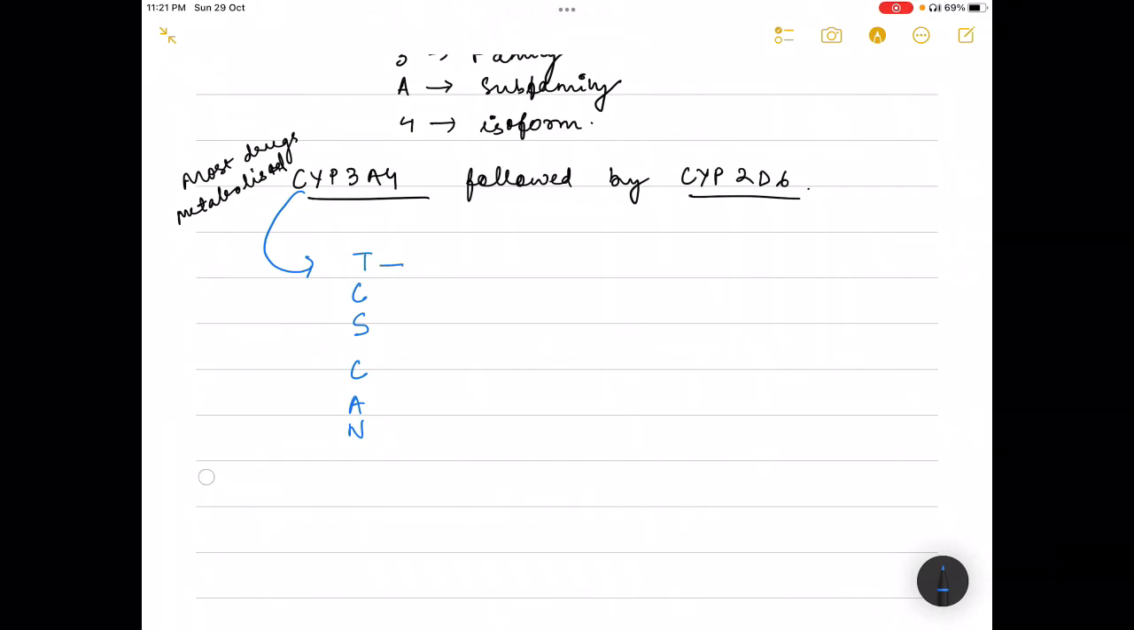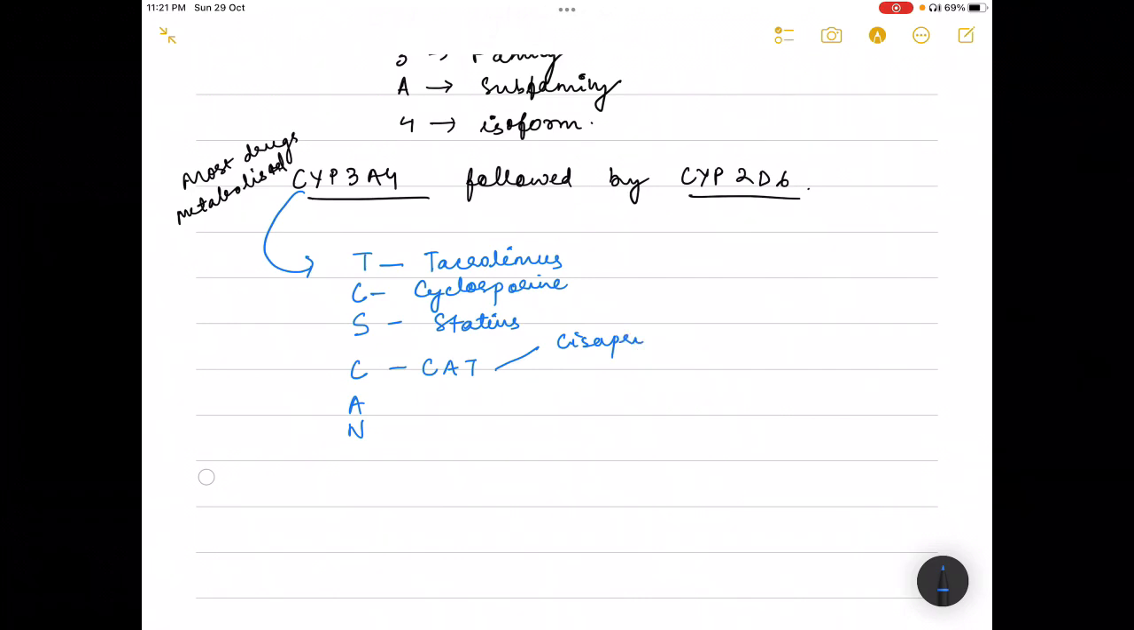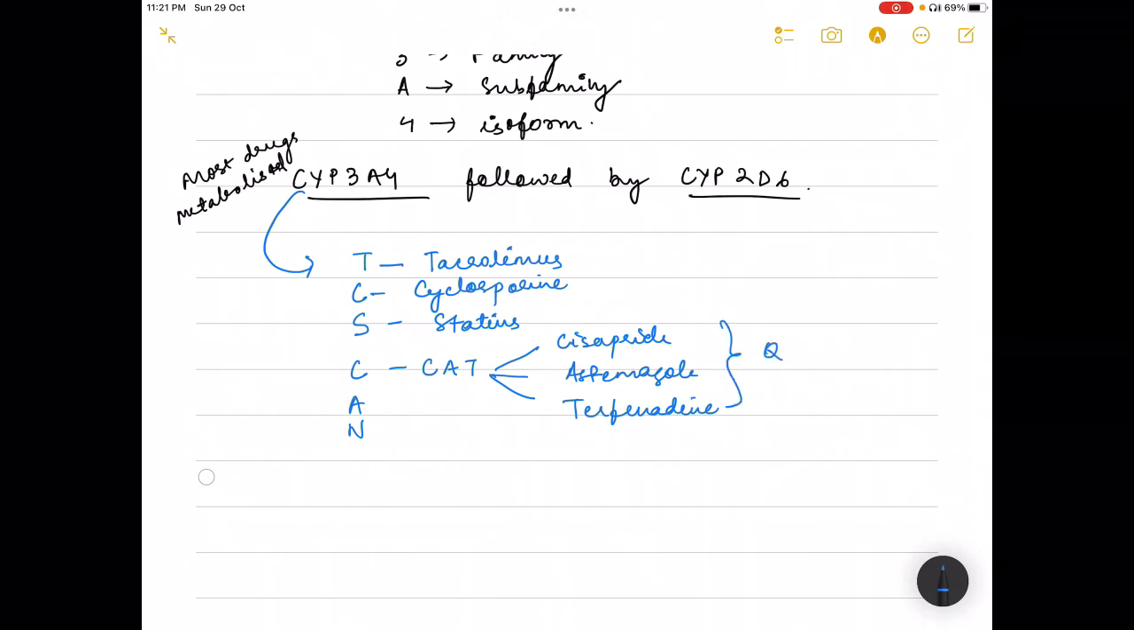Okay, so inside TCS, we will have to remember T for tacrolimus, C for cyclosporine, S for statins, then C for the CAT group of drugs. These are cisapride, astemizole, and terfenadine. So these drugs have been withdrawn from the market because of QT prolongation.